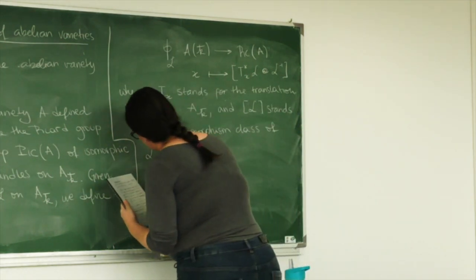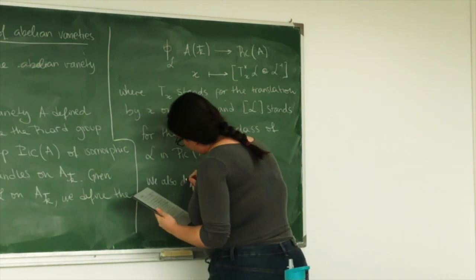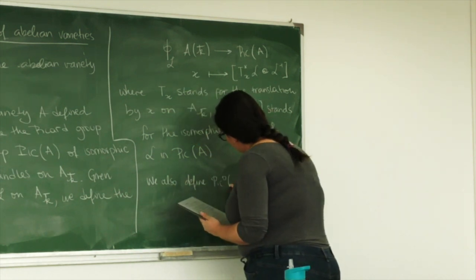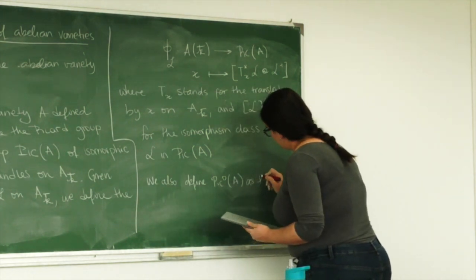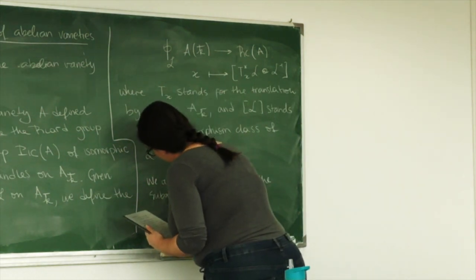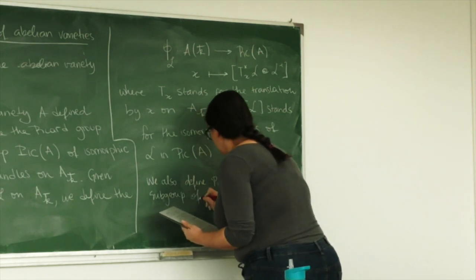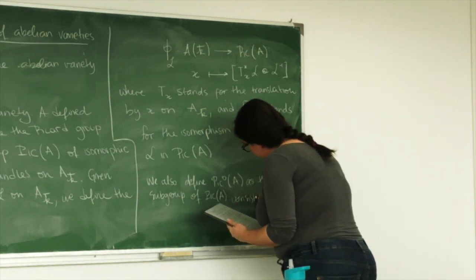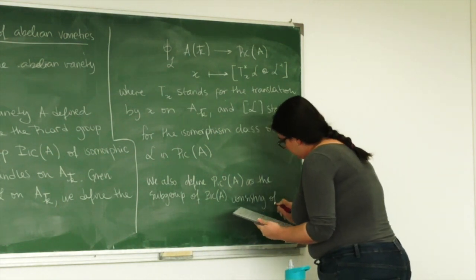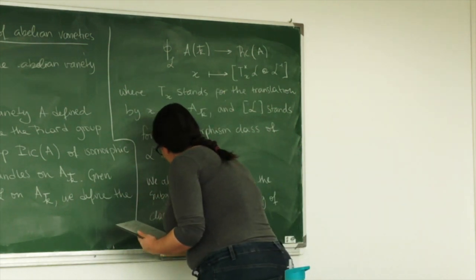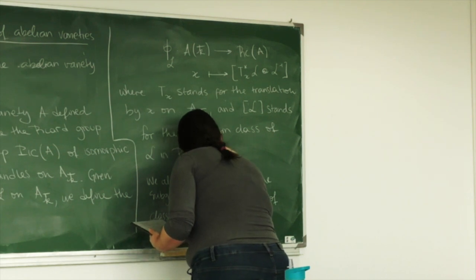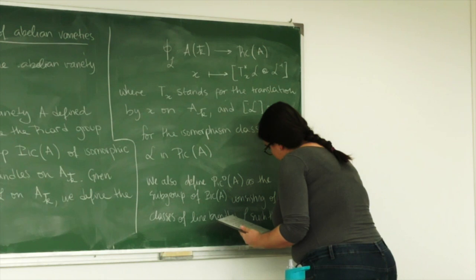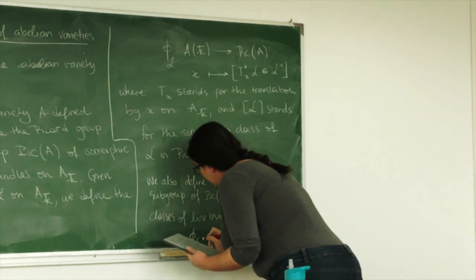We define one more thing. So we also define Pic 0 of A as the subgroup of Pic of A consisting of classes of line bundles L such that this homomorphism that we have defined is 0.